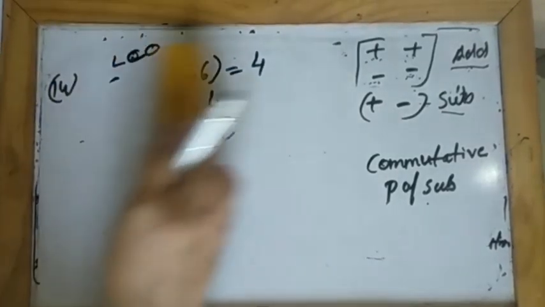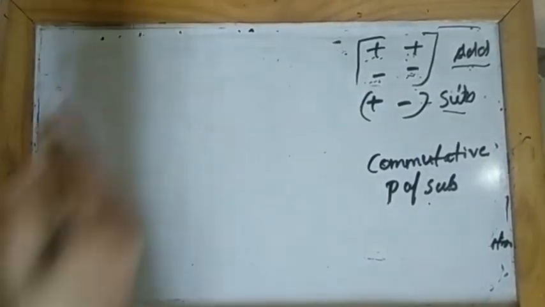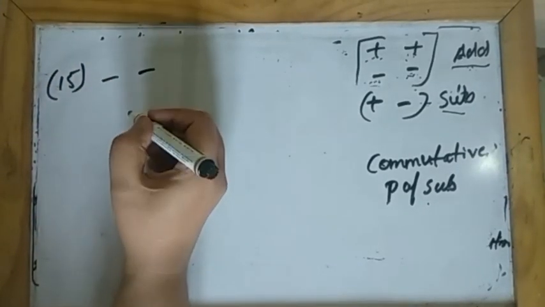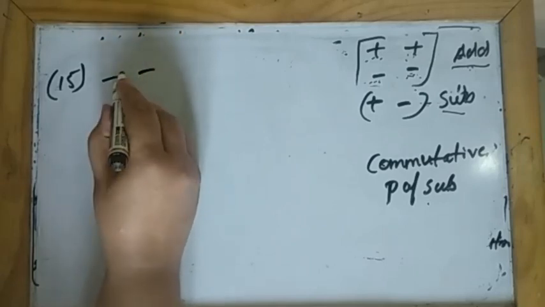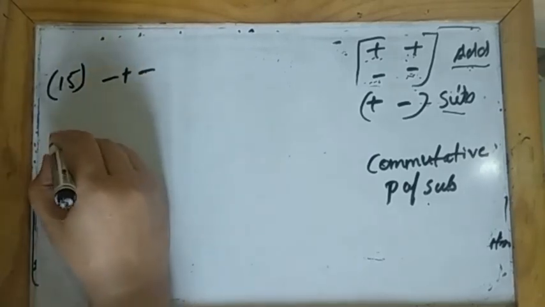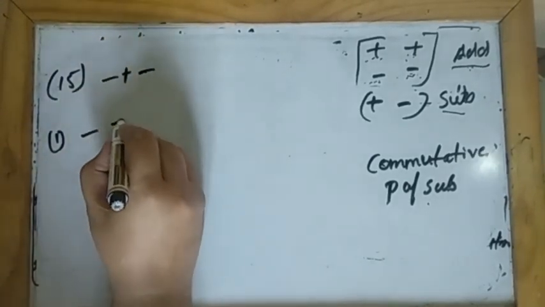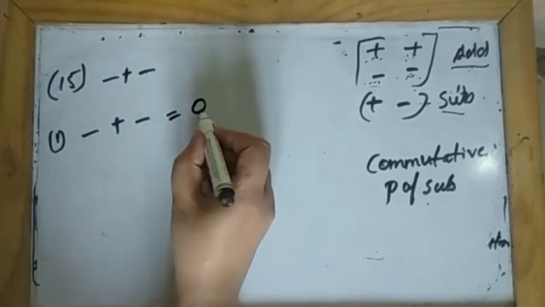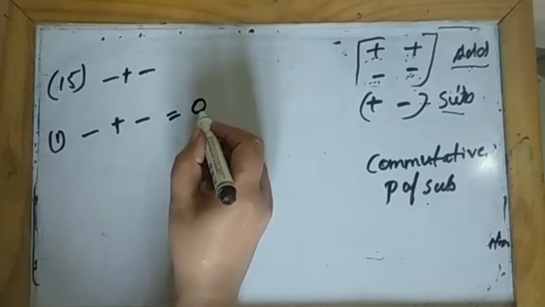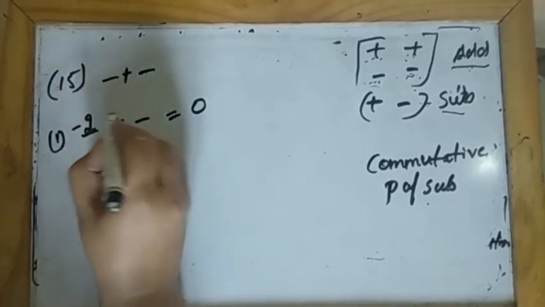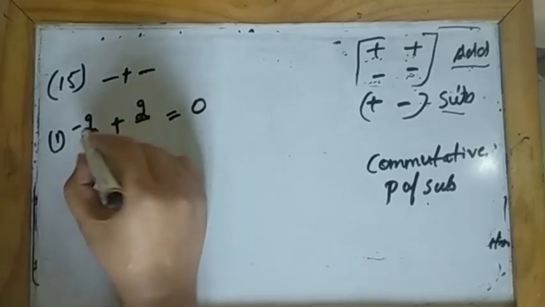Now come to the 15th question. They are saying write a pair of integers. Pair means two integers. You have to write a pair of integers whose sum, you have to add two integers. The first part says that you have to find such integers that if you add them you should get 0. Now do you remember the property of additive inverse? When do we get 0? When we add two opposite numbers. So suppose I have minus 2 and I add to this a positive 2.